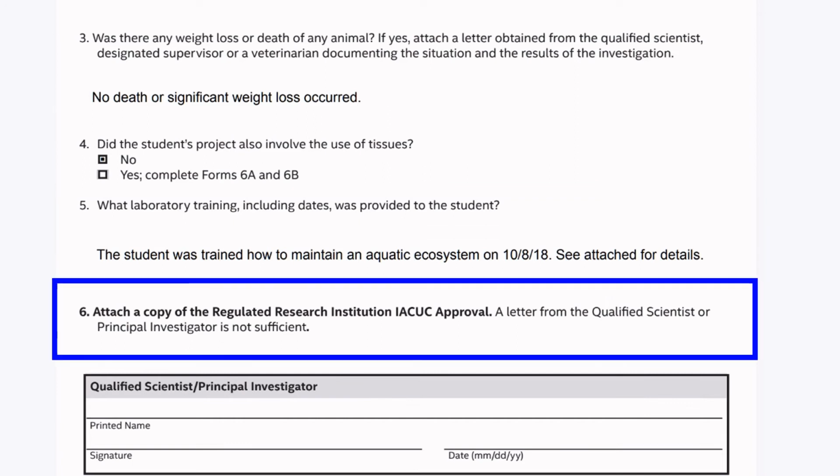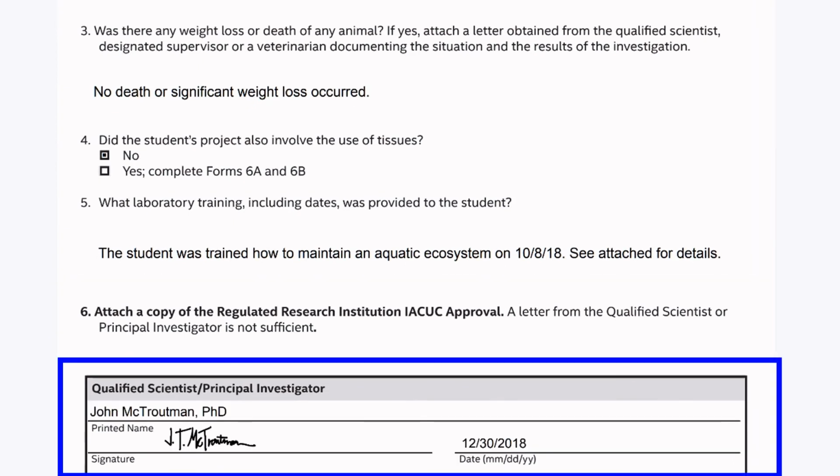The qualified scientist must attach a copy of the regulated research institution IACUC approval. A letter from the qualified scientist or designated supervisor is not sufficient. We must actually have the IACUC approval and stamp.